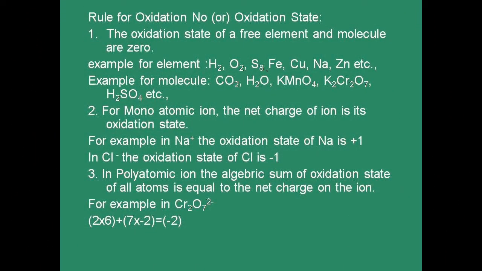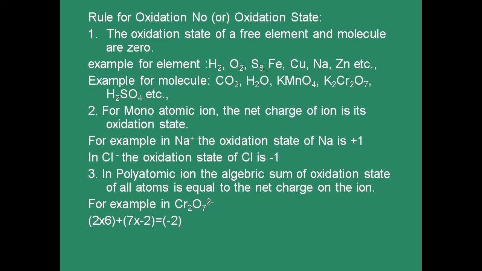So far we learned two concepts. One is the classical concept, another one is the electronic concept, and the next concept is the oxidation number concept. But before going into the oxidation number concept, we have to learn some rules about oxidation number. First one: the oxidation state of a free element and a molecule is 0. For example, hydrogen H2 is an element, and oxygen O2, S2, S8, iron, copper, sodium, zinc. These are elements. Oxidation number for these elements is 0.